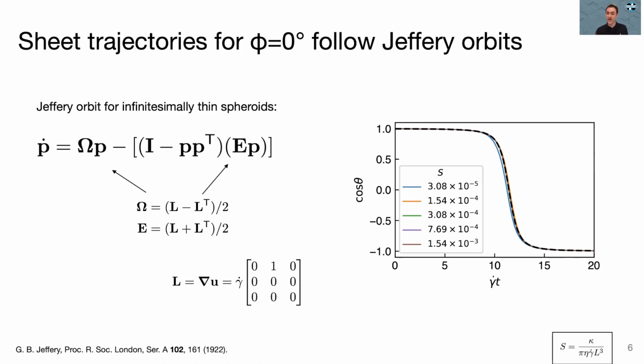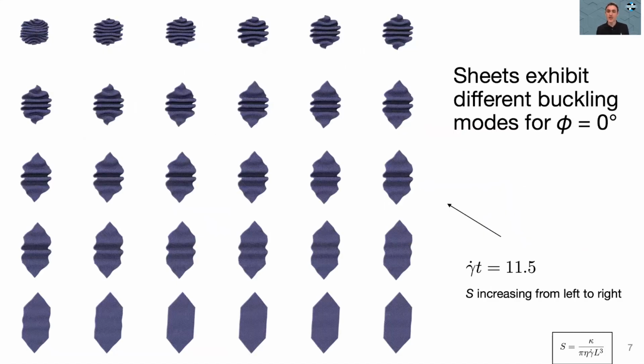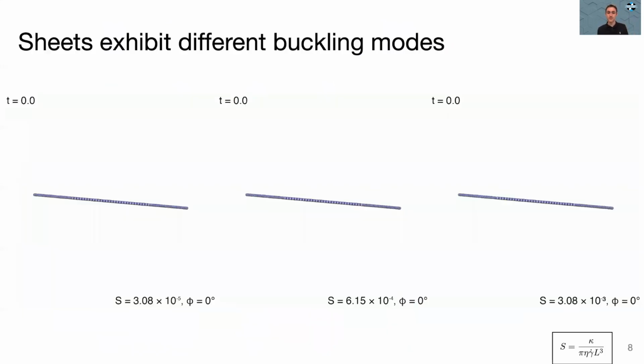And this is despite the fact that these sheets buckle in time. Now, what do I mean by buckling? Here I'm showing snapshots of 30 different sheets in the middle of their trajectories, and we can see that these sheets buckle very, very differently as a function of S, which is increasing from the top left to the bottom right. So the softest sheet relative to the shear flow is at the top left, and the stiffest is the bottom right. In time, these sheets look like the following.